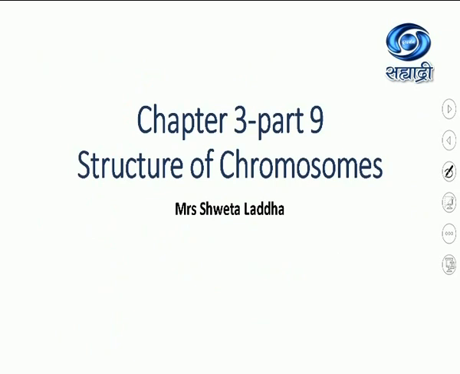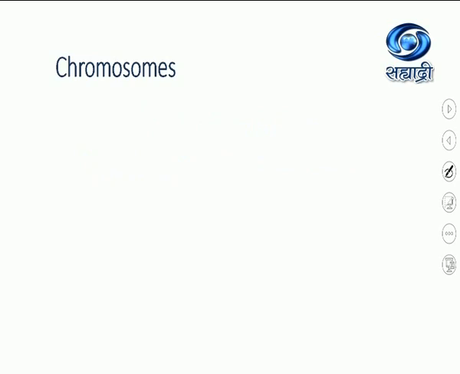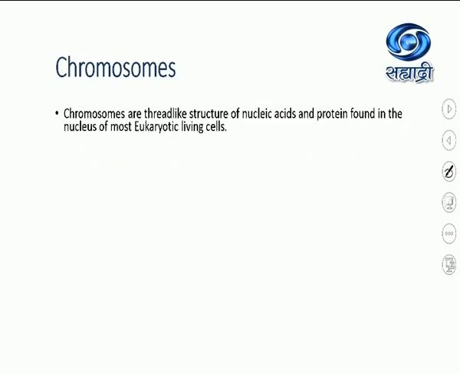Now let us proceed. Now I am going to start with the structure of chromosomes. Chromo means colored, soma means body. They are called colored bodies because they get stained with dyes. These chromosomes are thread-like structures made up of nucleic acids. They have proteins and they are found in the nucleus of most eukaryotic cells.